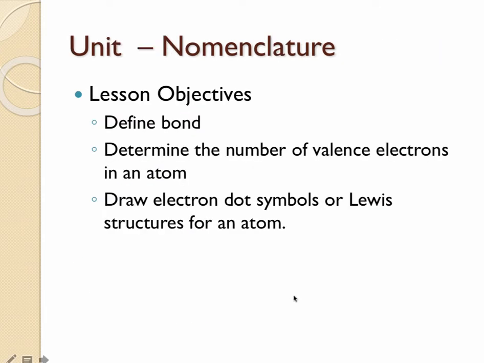All right, so this current lesson, lesson objectives. We're going to define what is a bond. We're going to determine the number of valence electrons in an atom. This is going to be based on the position in the periodic table. You may already know this, atom position in the periodic table. And we're going to learn to draw something called electron dot symbols, also known as Lewis structures, for an atom.